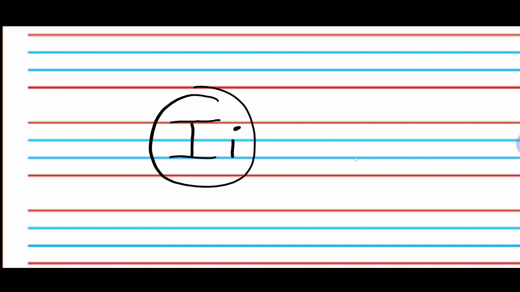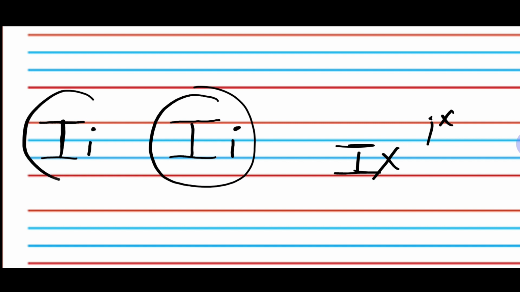Okay, if you write I like this, it is wrong. If you write I like this, it is wrong. The only correct form of writing I in the first 3 lines is from here, like this. And the small i like this. This is the correct one and this is the correct one.